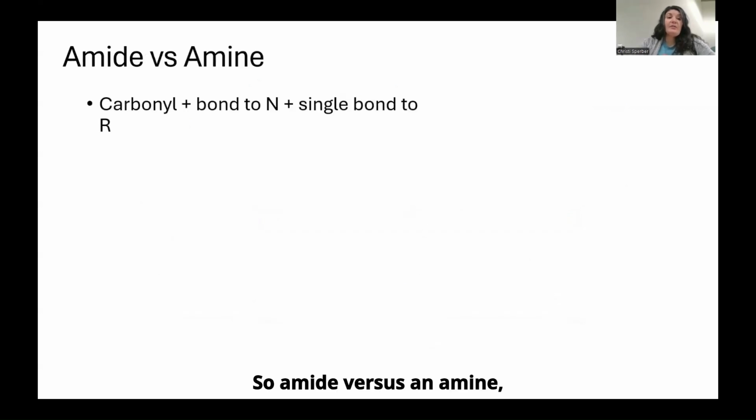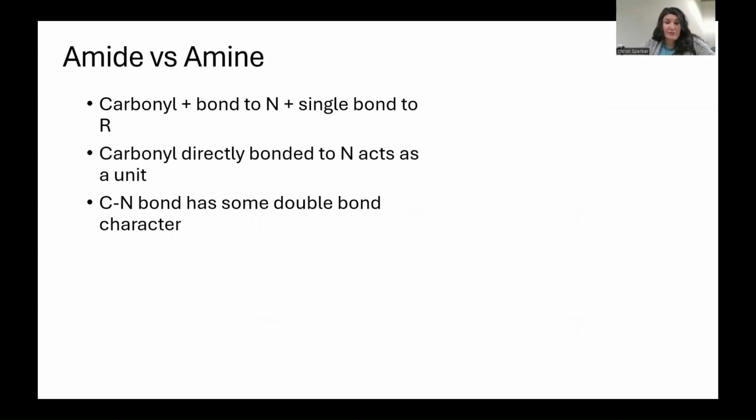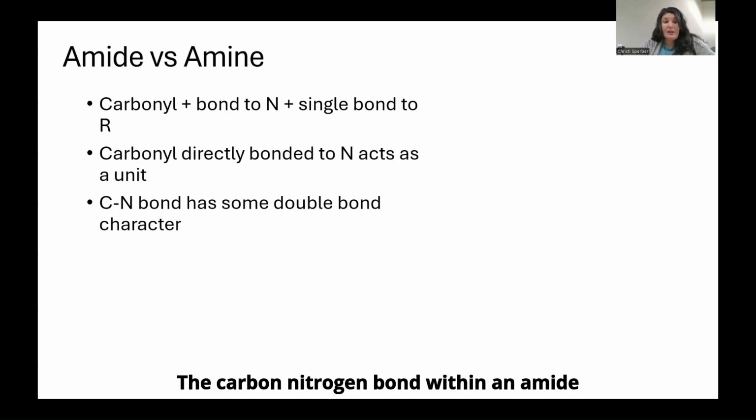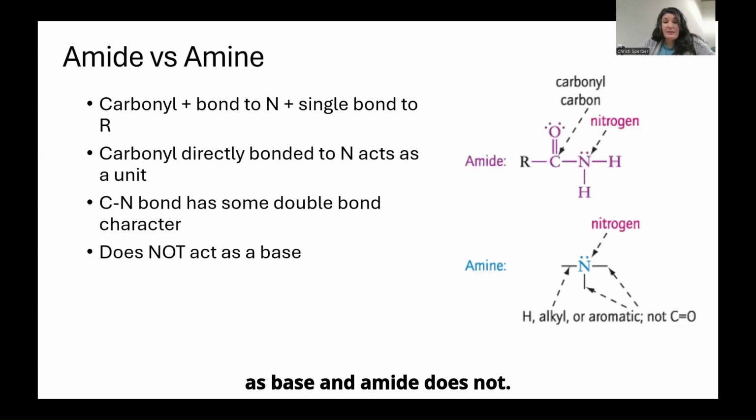So, amide versus an amine: the carbonyl plus the bond to nitrogen and a single bond to an R group is what makes an amide. A carbonyl directly bonded to the nitrogen acts as a unit. The carbon-nitrogen bond within an amide has some double bond character to it, and it does not act as a base. Amines act as bases, and amides do not.